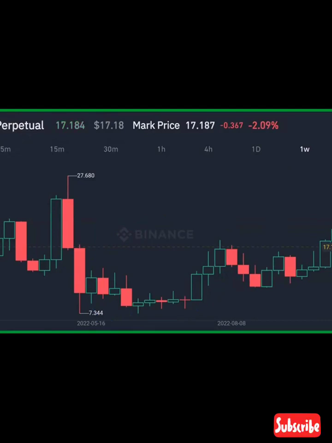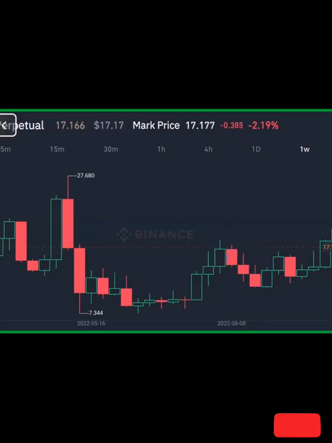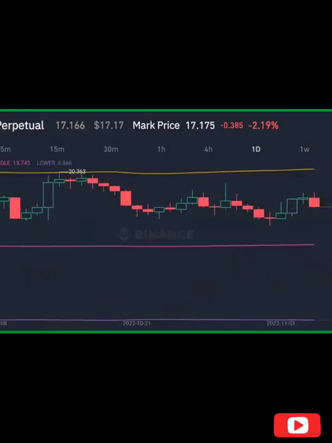Now I can see a bearish Harami here. Look at the bearish Harami here. See how this green candle totally covers this red candle. And what happens? Price plunged. So this just makes it easy for me to interact. Let me go to the 1 day time frame.